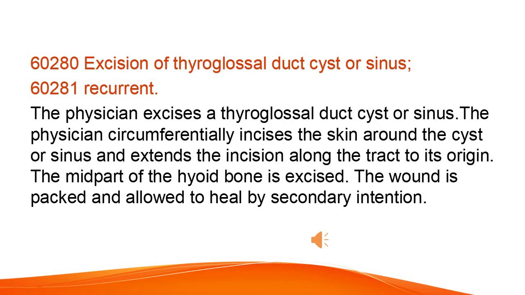Excision of thyroglossal duct cyst or sinus. Recurrent. The physician excises a thyroglossal duct cyst or sinus. The physician circumferentially incises the skin around the cyst or sinus and extends the incision along the tract to its origin. The midpart of the hyoid bone is excised. The wound is packed and allowed to heal by secondary intention.